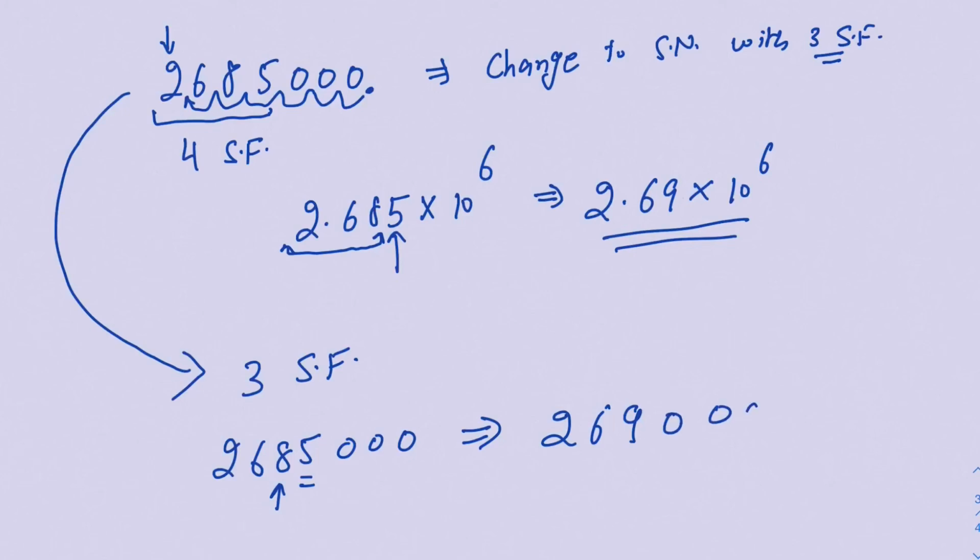So now you're going to have 4 zeros instead. So now this number right there, this 2690000, and this 2685000 are roughly the same.